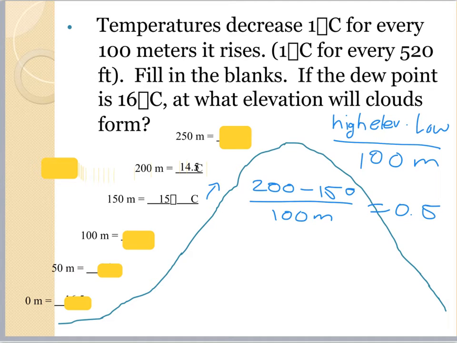Okay, we can do the same thing for the next one up. 250 minus 200 divided by 100. You'll see our answer is also 0.5. That means we're going to go down by 0.5, so our answer will be 14.